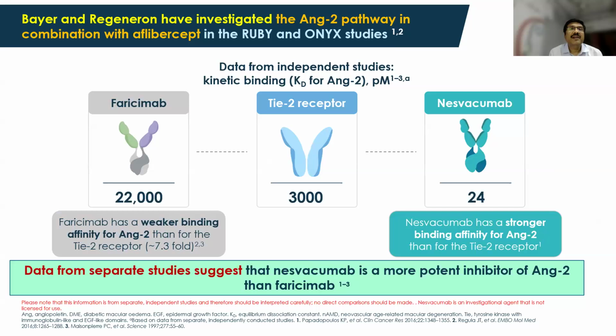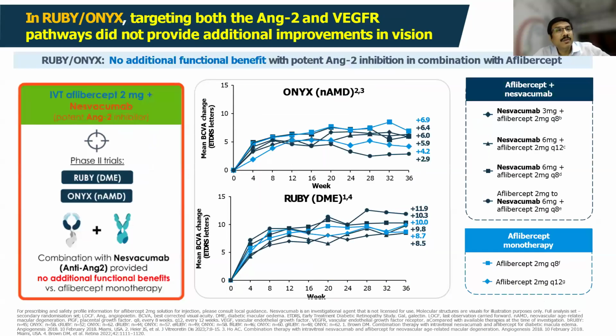Bayer and Regeneron have investigated the Ang2 pathway in combination with aflibercept in the Ruby and the Onyx studies. Data from separate studies suggest that nesvacumab is a more potent inhibitor of Ang2 than faricimab. In Ruby as well as Onyx, targeting both the Ang2 and the VEGF receptor pathways did not provide additional improvements in vision, as you can see in the charts and on the line diagrams of both the Onyx as well as the Ruby.